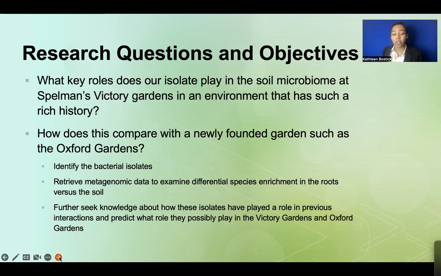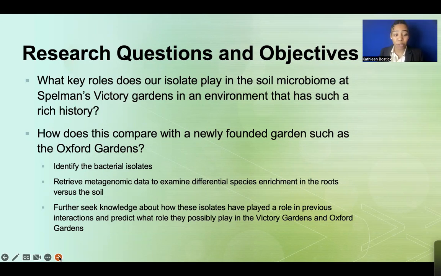Comparing this with the Oxford Gardens, which is a garden found at Emory University that was recently established in 2011, that soil microbiome is relatively new. So understanding how these isolates play a role in different soil microbiomes, given the context of multiple timelines, is really interesting in helping us understand how that overall affects soil microbiome.